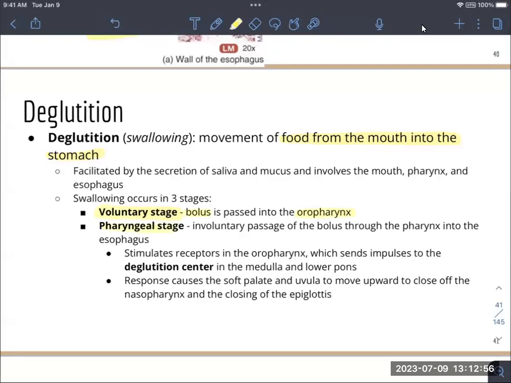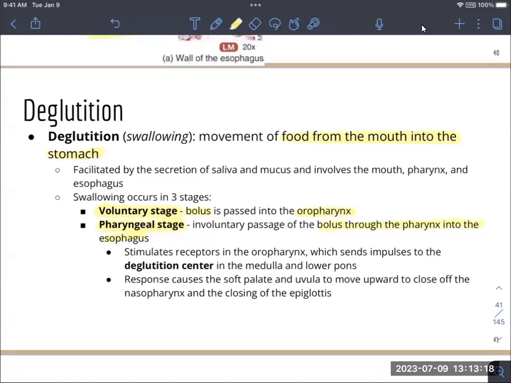The pharyngeal stage is when this bolus goes through the pharynx into the esophagus. So we have different receptors in that oropharynx, which lets your brain know that we're swallowing stuff down. And when we go to swallow, that soft palate and that uvula goes to block off that nasopharynx, so food and liquids can only travel one direction, down, not up, down.